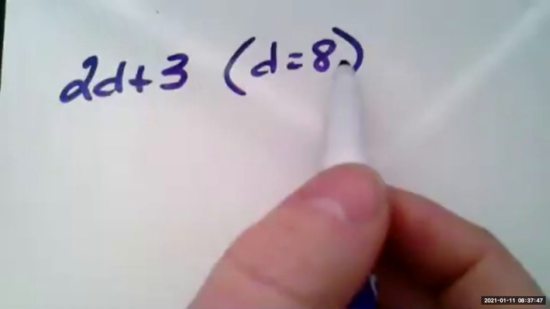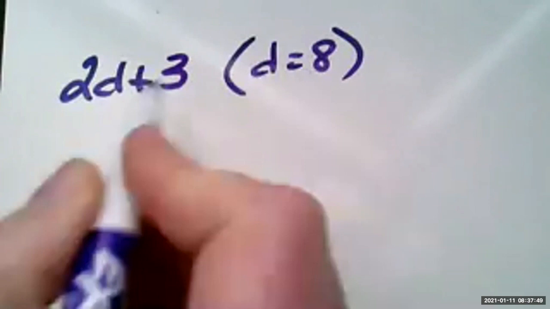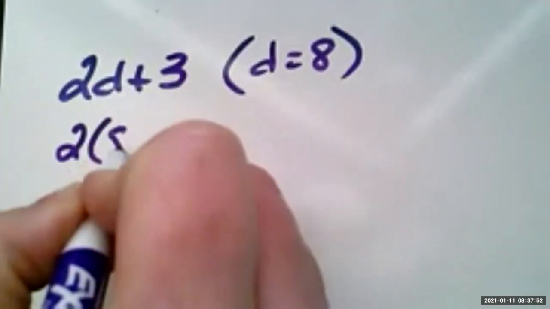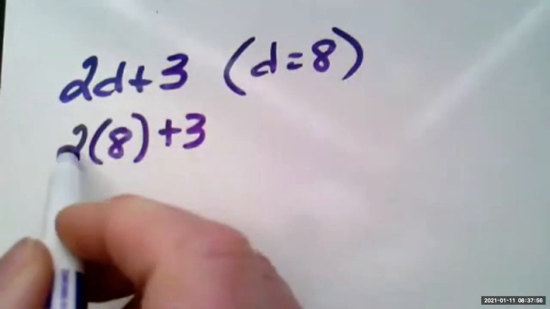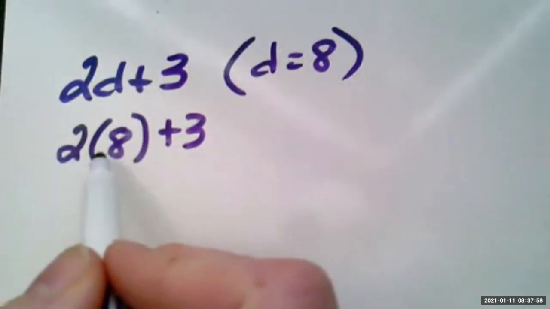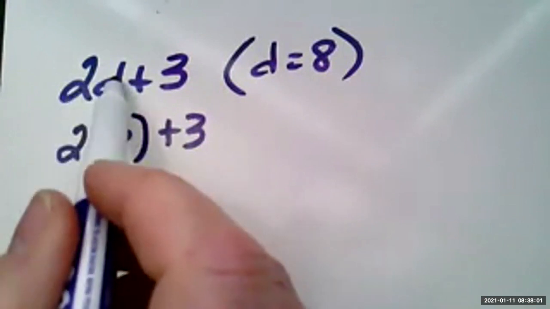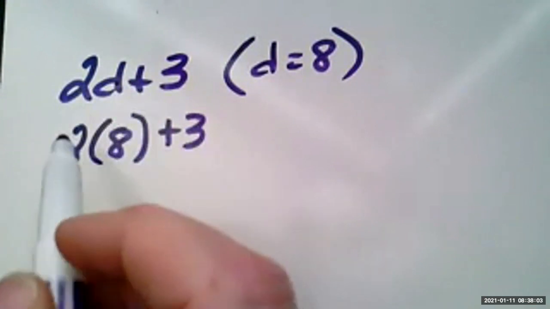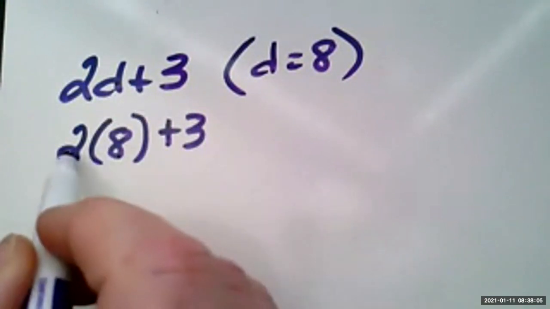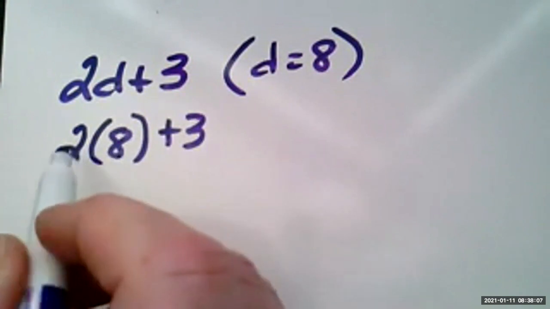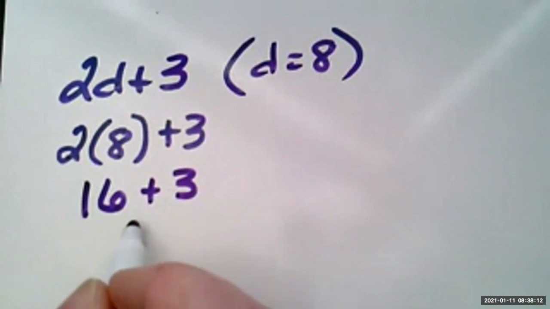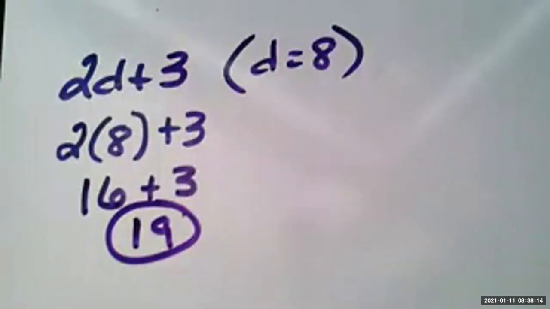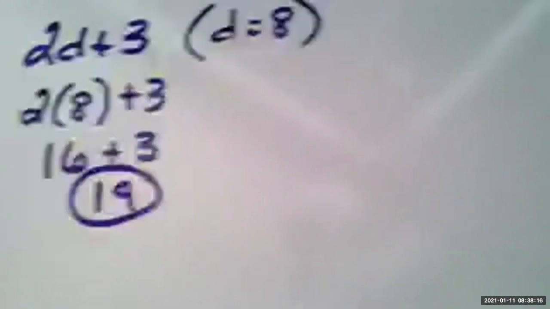If d is 8, this means 2d, which means 2 times 8 plus 3. I put 8 in parentheses because if you remember, 2 touching a number means multiply it first. So 2 times 8, 2 next to a parentheses means multiply. 2 times 8 is 16, and 16 plus 3 is 19. All right, very good. Let's move on to another problem.